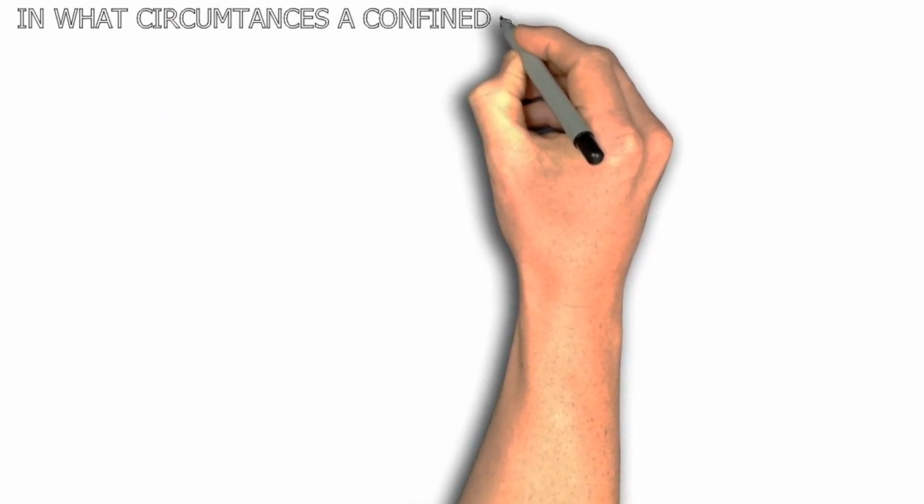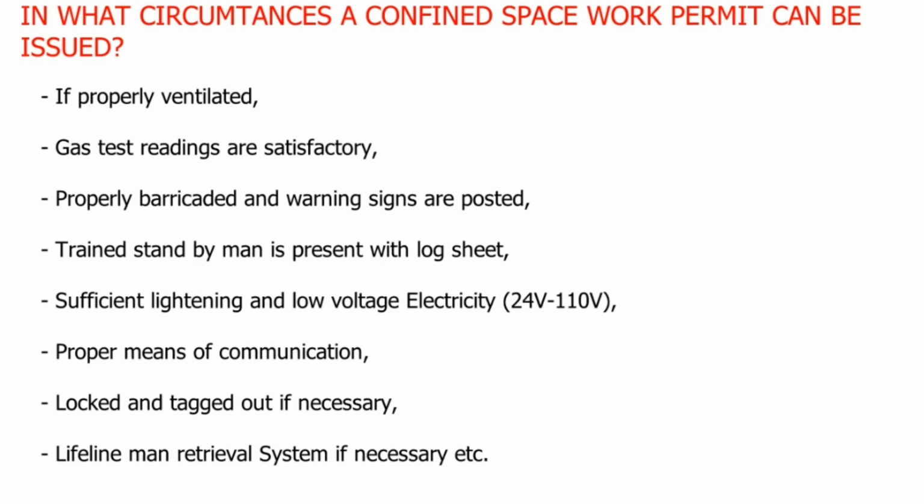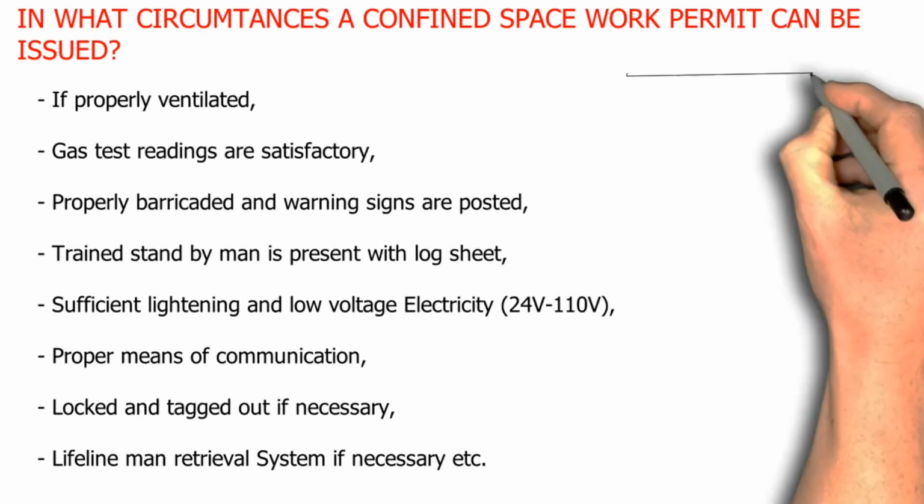In what circumstances can a confined space work permit be issued? If properly ventilated, gas test readings are satisfactory, properly barricaded and warning signs are posted, trained standby man is present with log sheet, sufficient lighting and low voltage electricity, 24 volts to 110 volts, proper means of communication, locked and tagged out if necessary, lifeline man retrieval system if necessary, etc.